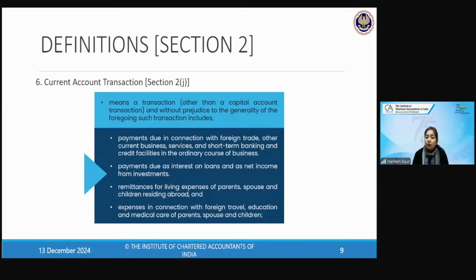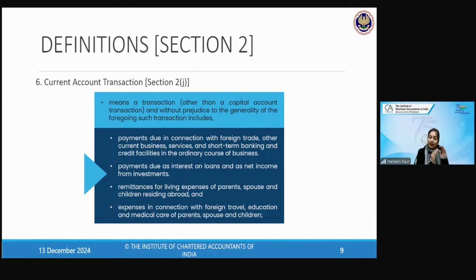Any remittance you need to pay for the living expenses of your parents, spouse, and children who are residing abroad. So there is Mr. A, whose wife and children are staying in the US. He wants to send certain money for their living expenses so that they can eat well and study well. So whatever remittance, whatever money you are paying, that will come under current account transactions. For foreign travel, education, medical care of parents, spouse, children.